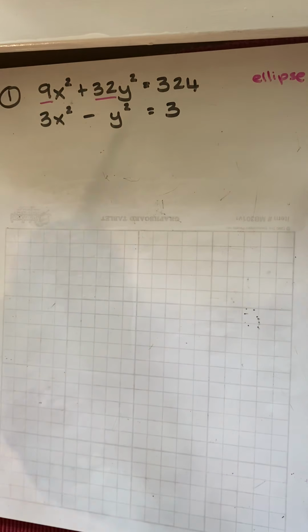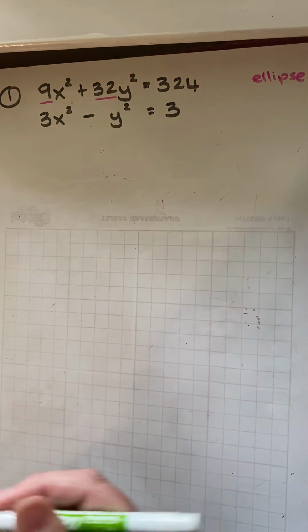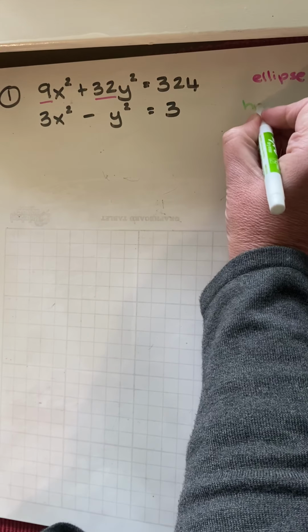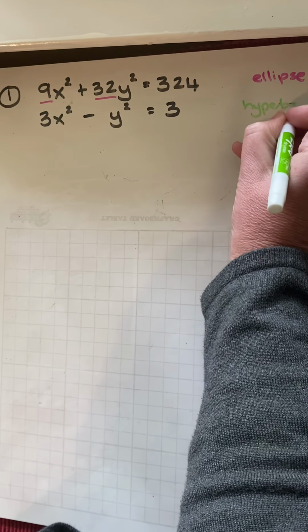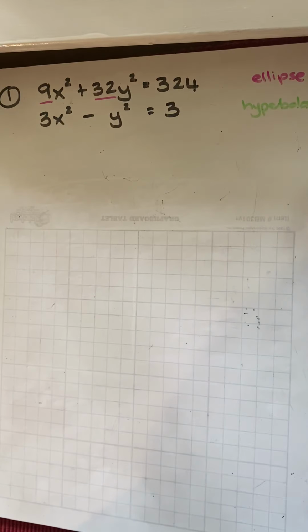And the next one, we have an x squared and a y squared. One is positive and one's negative. So that tells us that it's going to be a hyperbola. So you want to think about how those could intersect each other, and it's going to help us when we get to the last part to match them up to find our intersection points.